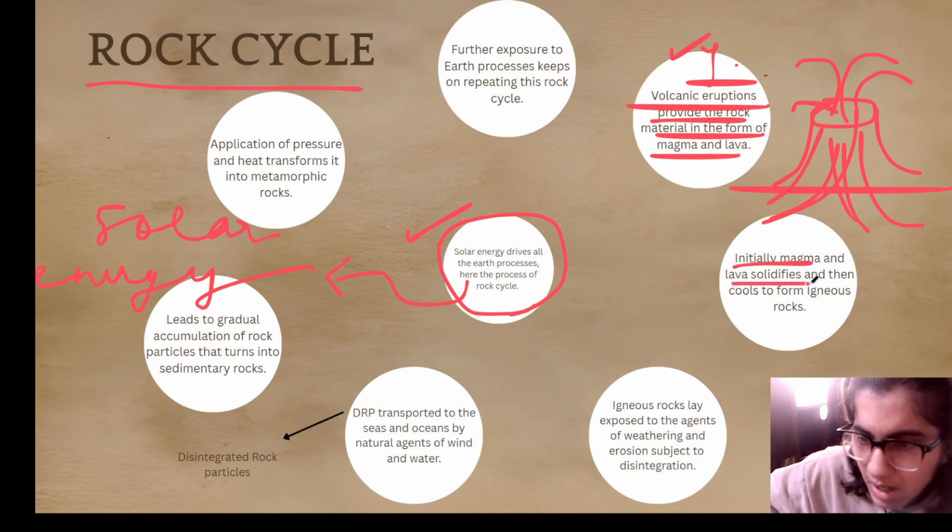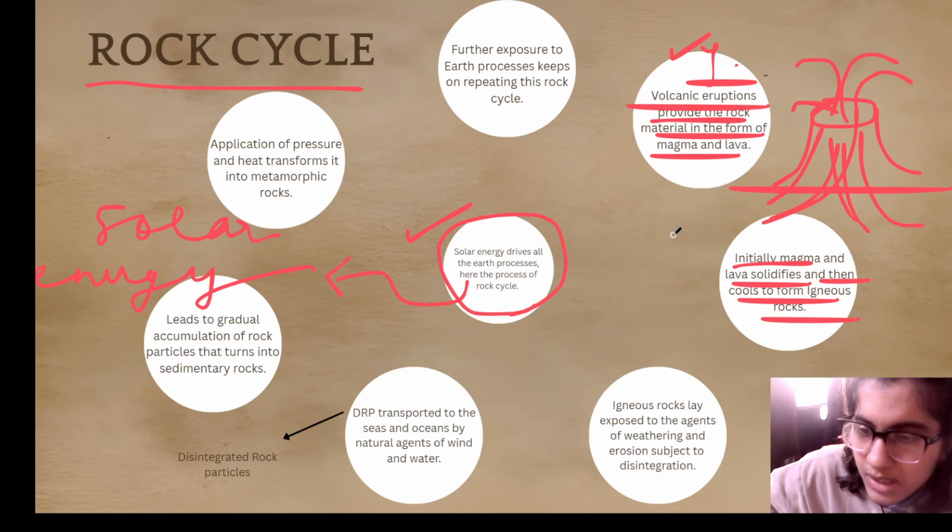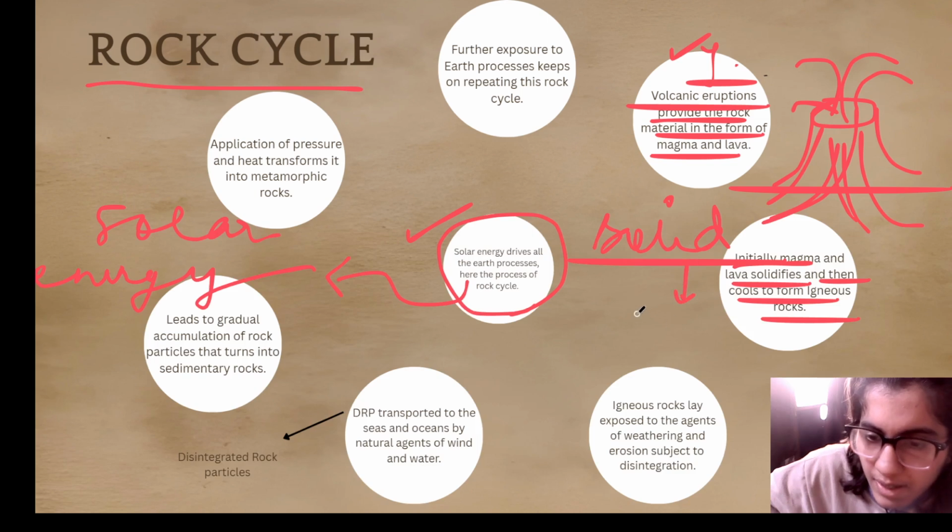Initially magma and lava solidifies and then cools to form igneous rocks. So what happens is, in the starting, magma and lava solidifies. That means the magma and lava coming out of the volcano is in the fluid form. So firstly they become solid, and then cool down to form the igneous rocks.